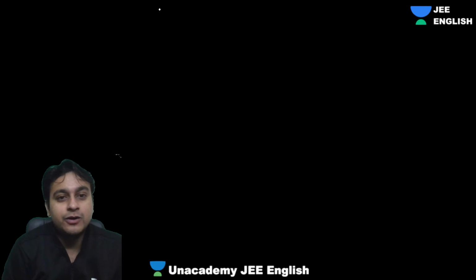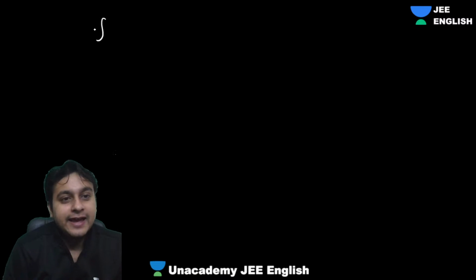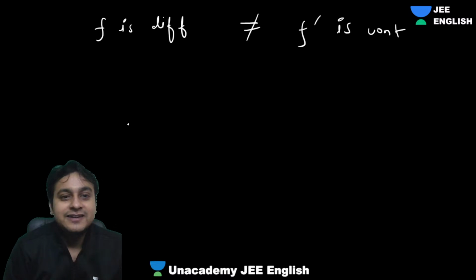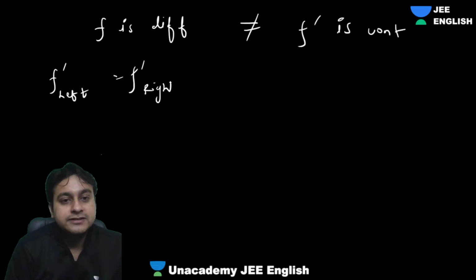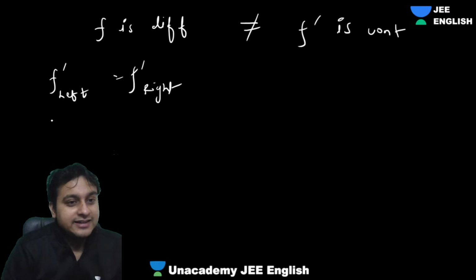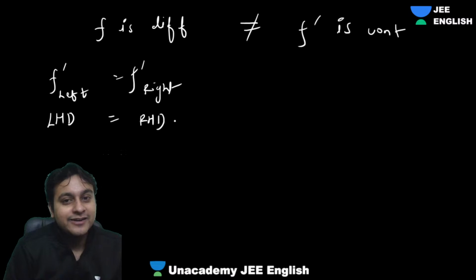See, there is a difference. I'll just tell you that. See, f is differentiable is not equal to f dash is continuous. Are you getting my point? Because for differentiability, just f dash left equal to f dash right. We just check LHD equal to RHD. Are you getting my point?